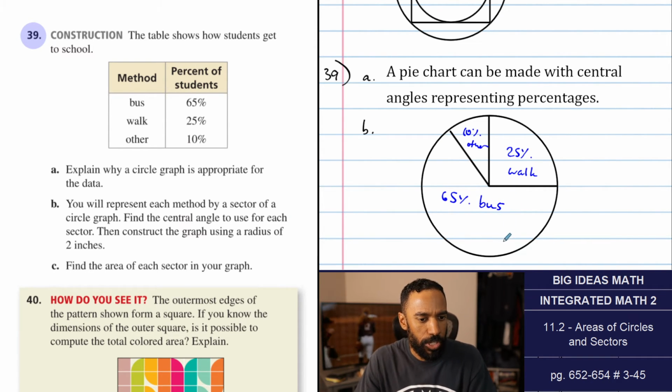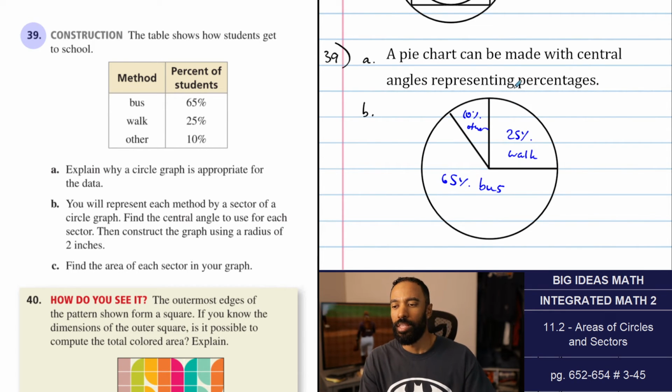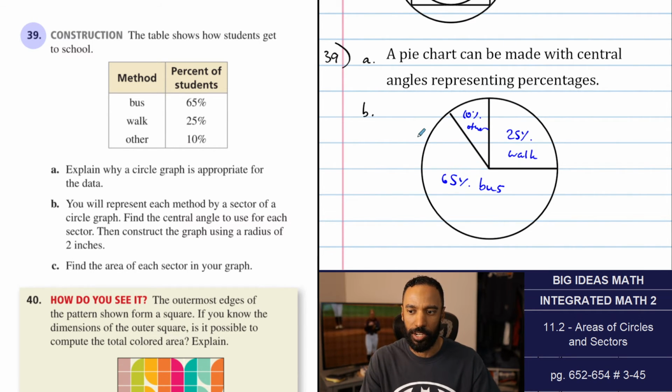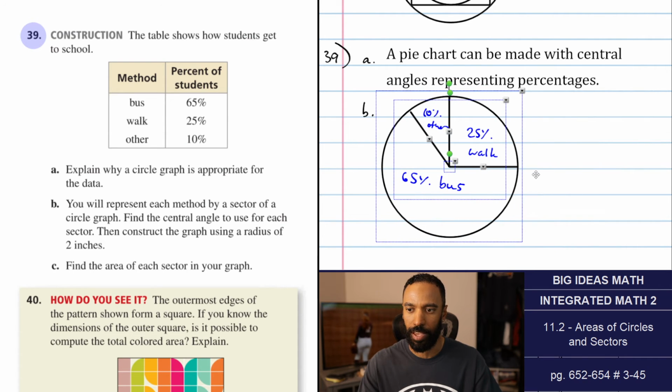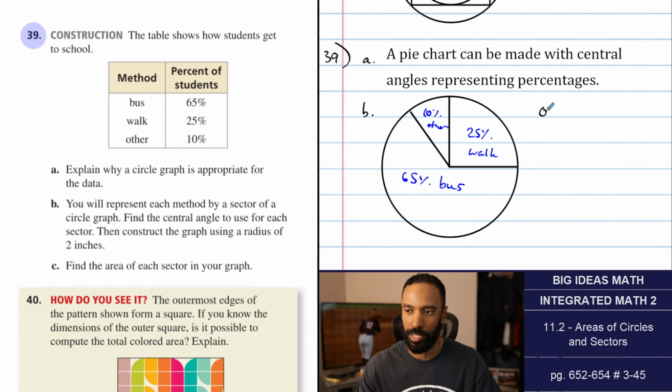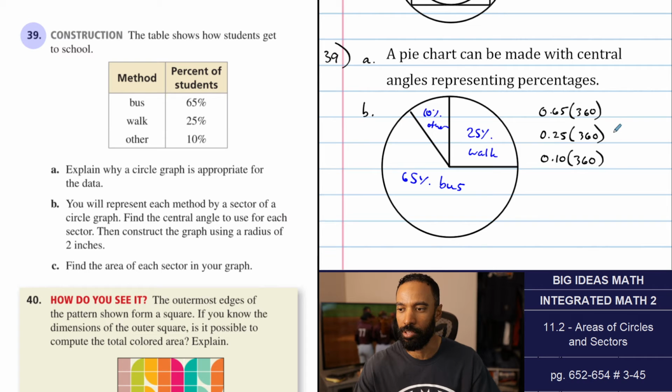Find the central angle to use for each sector, then construct the graph. So for the central angles, you have to take these percentages of 360. So I'll probably rewrite this. 65% is 0.65, so I can do 0.65 times 360. 0.25 times 360, or a quarter of 360, we know that one. That'll be 90. And then 0.10 times 360, we should know this one as well.